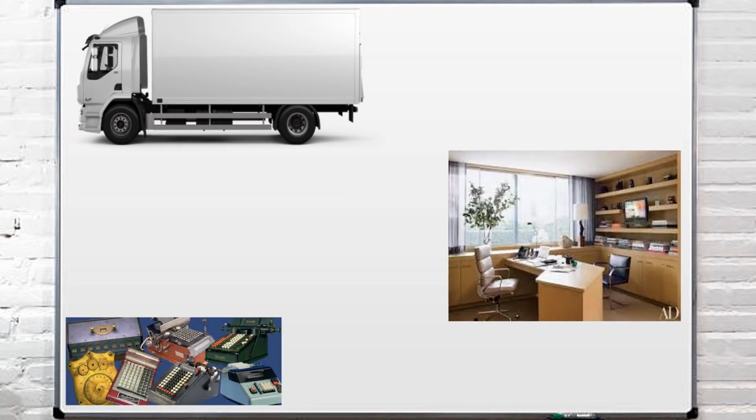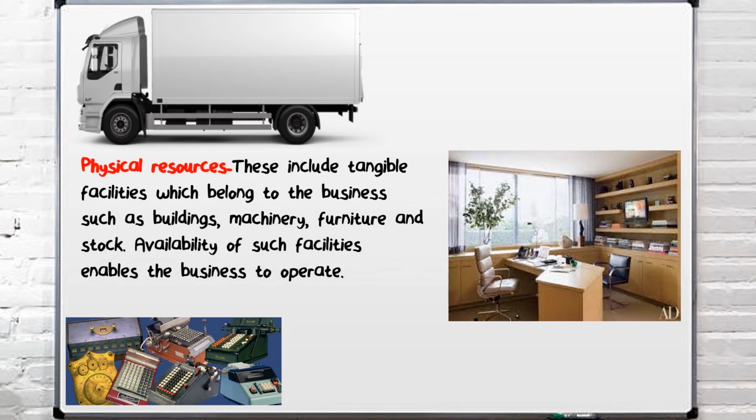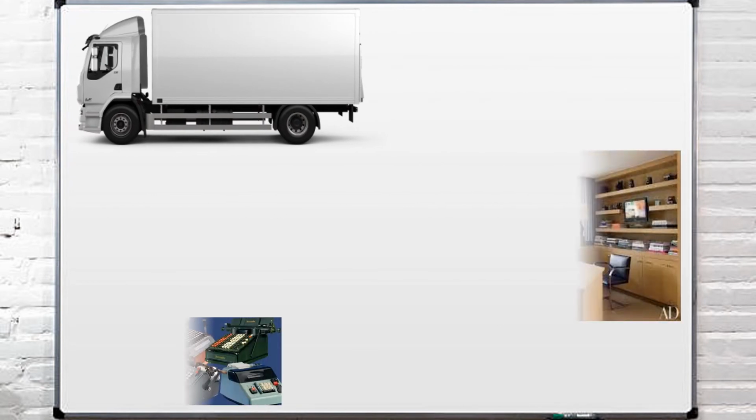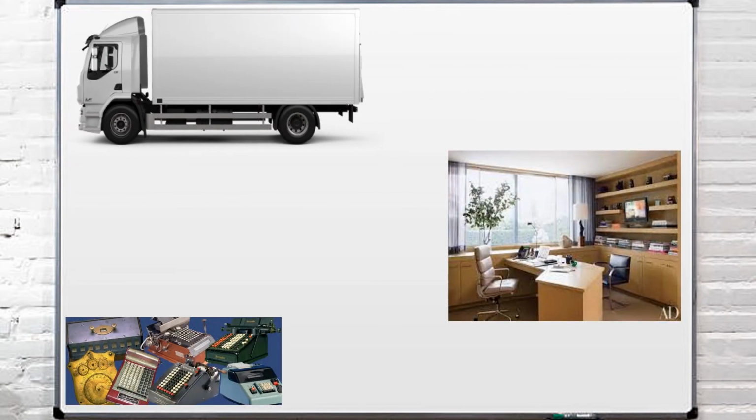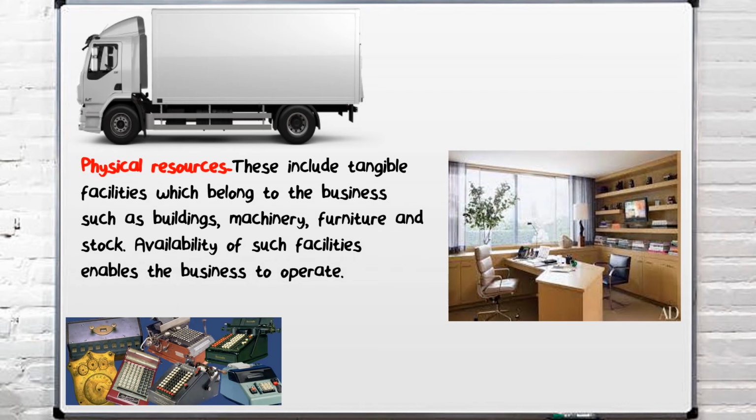The next resource that we're going to look at is physical resources, and when we talk about physical resources, it includes all the tangible facilities which belong to the business, such as buildings, machinery, furniture, and stock. The availability of such facilities enables the business to operate smoothly, hence achieving its objectives. These resources need to be properly maintained to ensure that they are working perfectly.